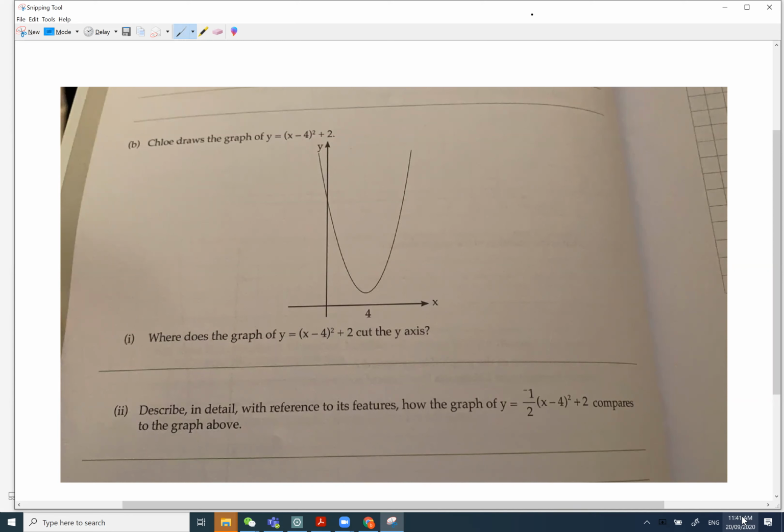Yo, Chloe, they ask you, what's here? That's the point. X equals 0. Okay, Y equals, which is 18. How has this graph changed?